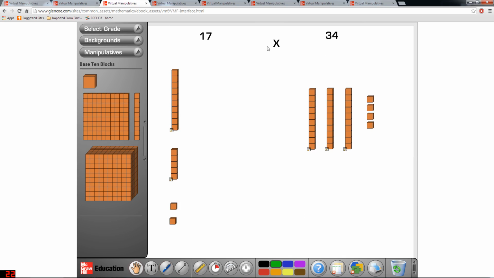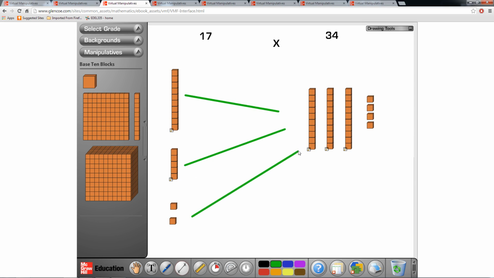Using the commutative property again, I'm just going to swap 34 and 17. So 17 times 34 here. And I'm going to break 17 into 10, 5, and 2. And doing it this way, I'm going to use the distributive property of multiplication, where we can multiply each part separately and then add together to get that final product. So 10 times 34, 5 times 34, and then 2 times 34.